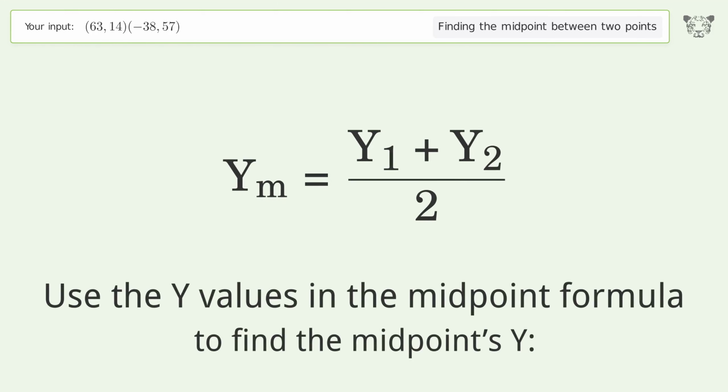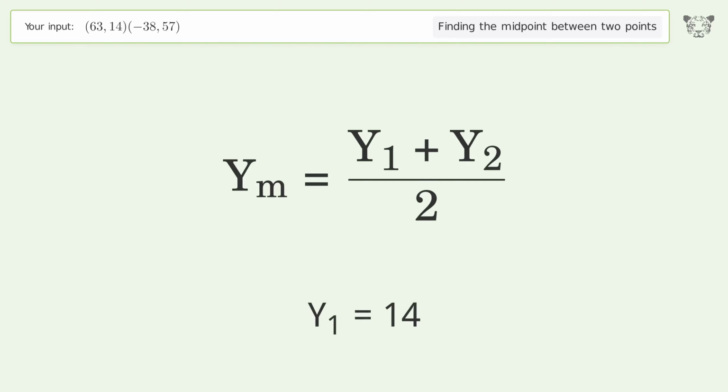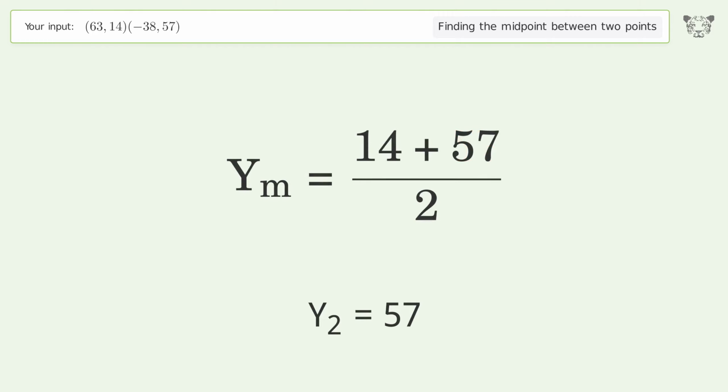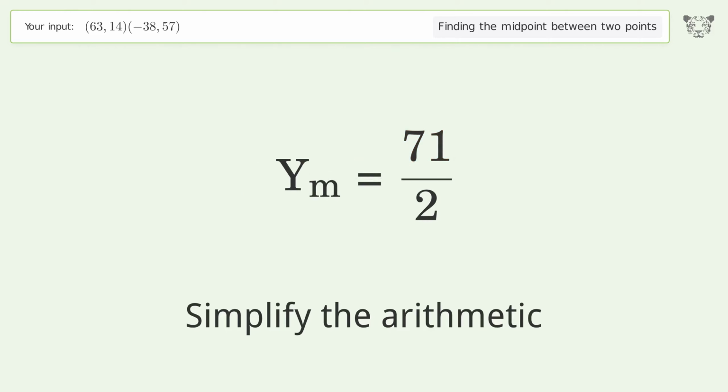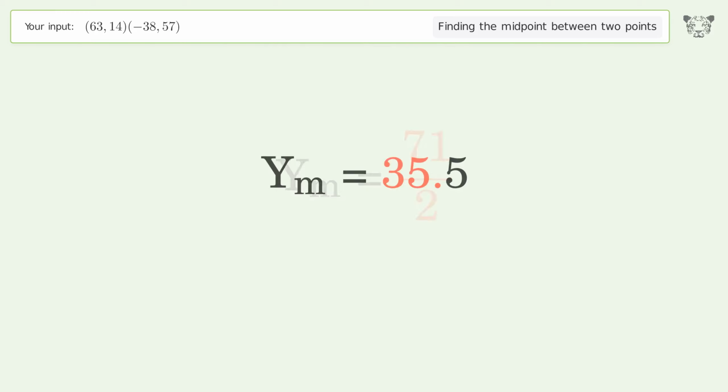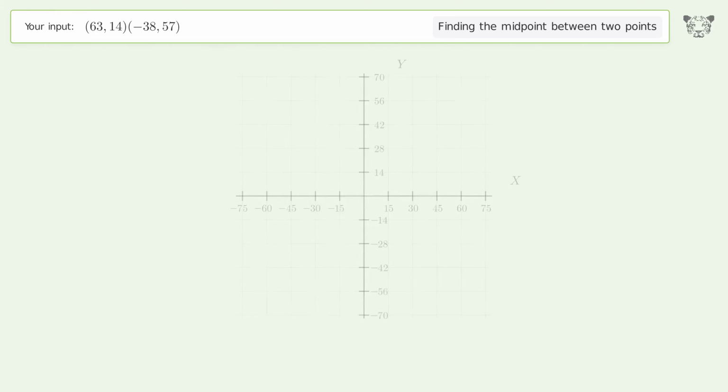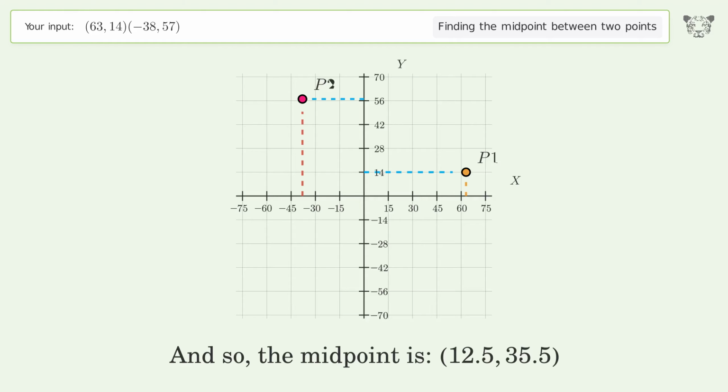Use the y values in the midpoint formula to find the midpoint's y. y1 equals 14. y2 equals 57. Simplify the arithmetic. And so, the midpoint is 12.5, 35.5.